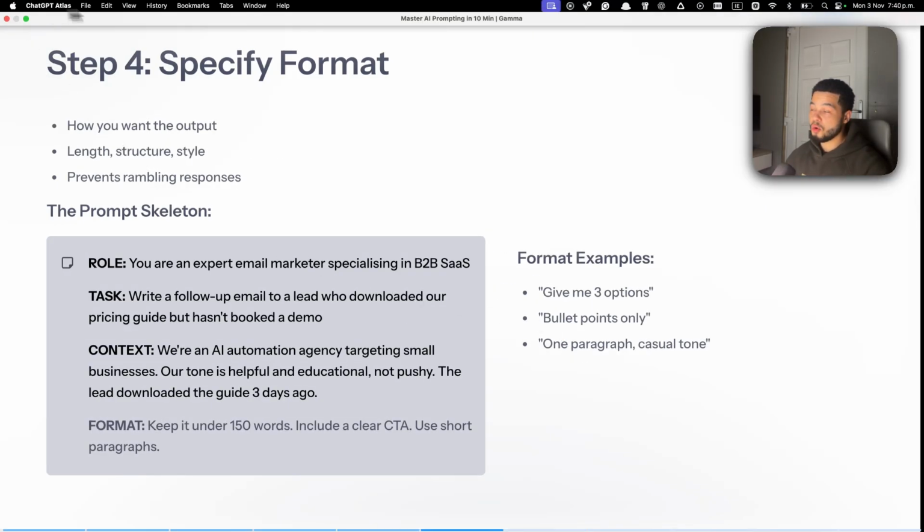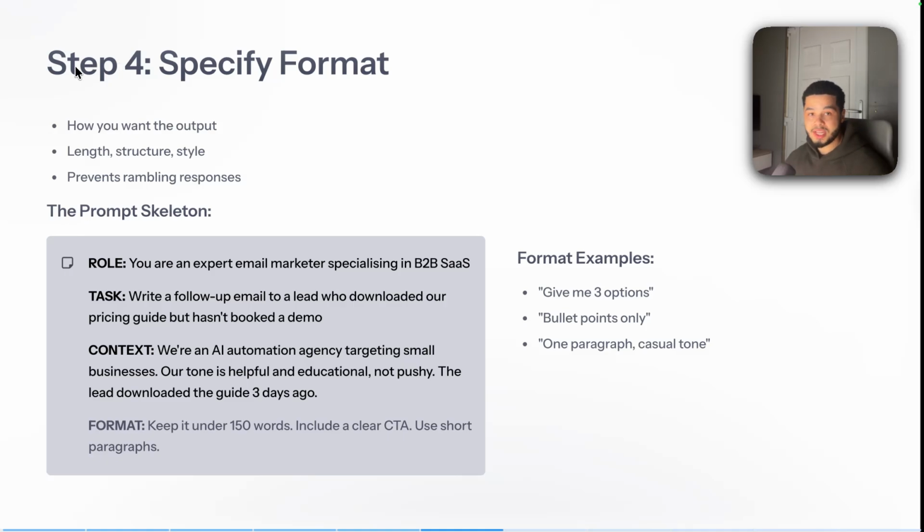Now, step number 4 is specify the format. So what exactly do we want the AI to output? Do we want it to output a paragraph? Do we want it to output JSON? Do we want it to output bullet points? This is where you're going to do this. So how you want the output, the length, structure, and style of the output.